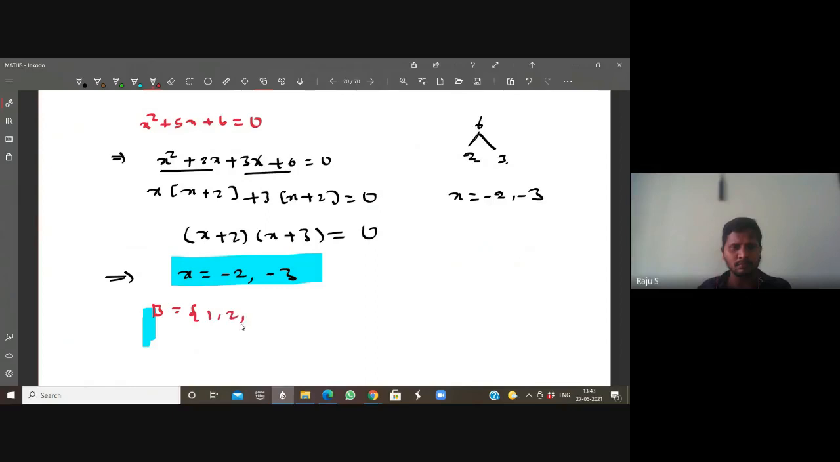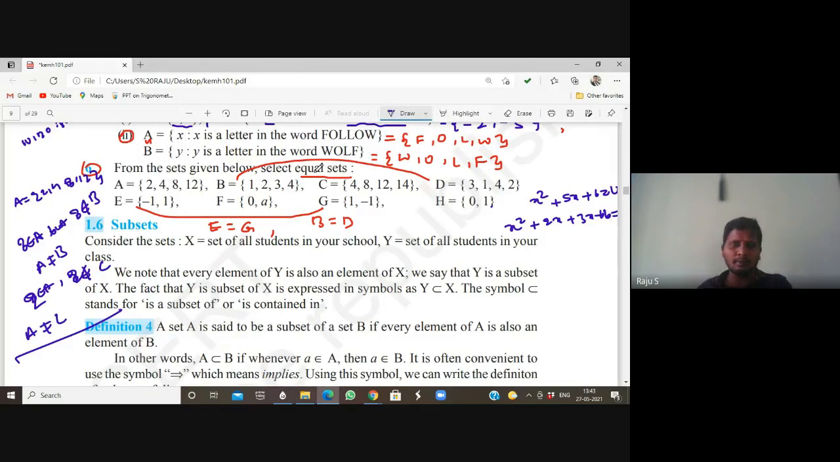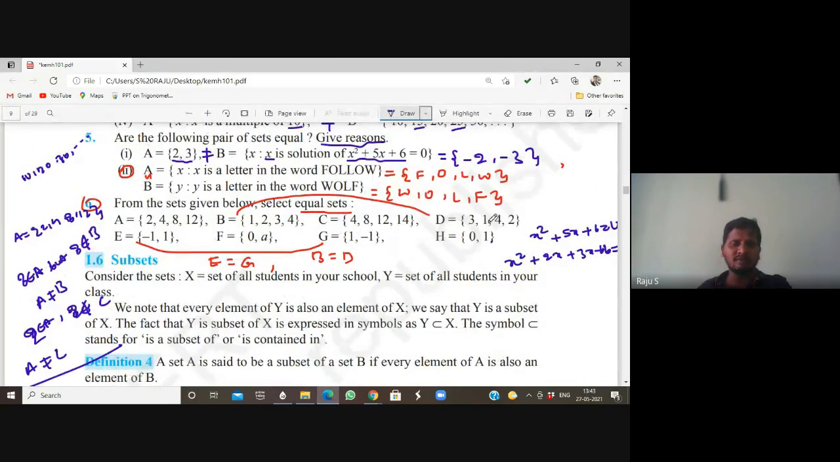So already we compared A and B. Now you can compare B and C. Here one belongs to B, but one doesn't belong to C. So B is not equal to C. Like that, you can take any one of the elements in B and compare. Each element of B is an element of D, and each element of D is an element of B. So here B is a subset of D, and D is a subset of B, so that B is equal to D. Generally, like that, you can write the steps.